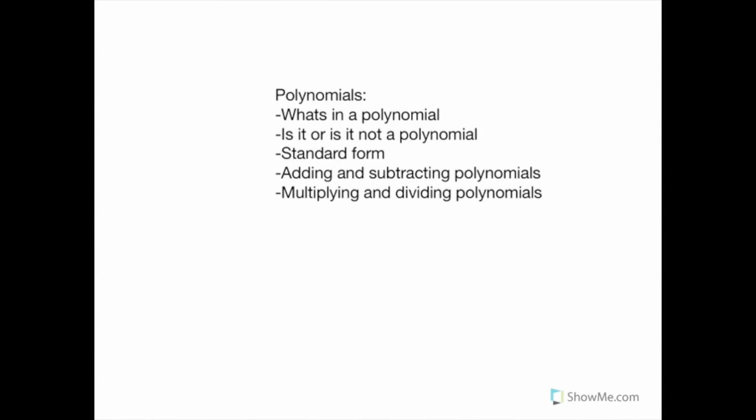So, first we talked about polynomials and what the word in general means. We talked about what's in a polynomial, whether it's a constant, variable, or an exponent. And only those things, remember that, only those things make a polynomial. We also talked about is it or is it not a polynomial. And the two exceptions are it cannot have negative exponents, and it cannot have a variable, such as x or y, in the denominator. Remember that.